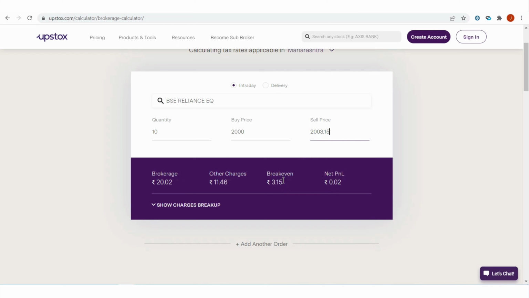So the break even is the minimum profit which you need to make, right? So now I've bought it for 2000 rupees and the break even is 3 rupees. So I at least need 2000 plus 3 rupees to be the selling price for me to be in profit, right? Now if I sell it at something less than this, let's say 2001, right? So now I thought that, okay, I bought it at 2000 and I sold it at 2001. So I'm in profit, but I'm actually in loss, right?